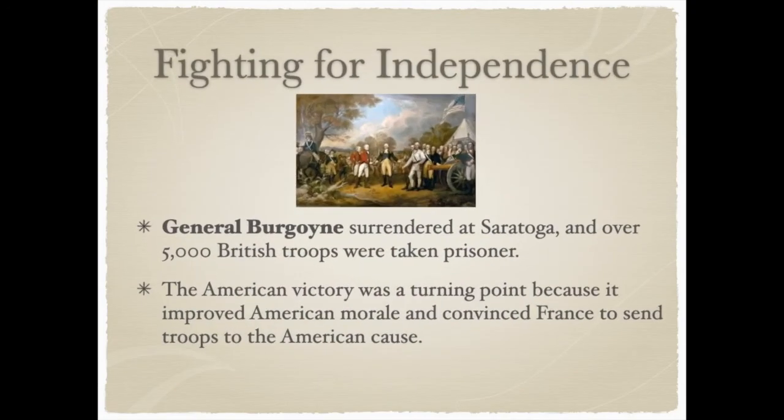General Burgoyne surrendered at Saratoga, and over 5,000 British troops were taken prisoner. The American victory was a turning point because it improved American morale and convinced France to send troops to the American cause.